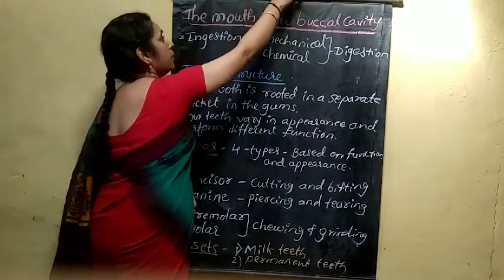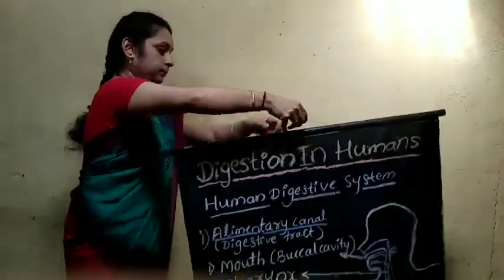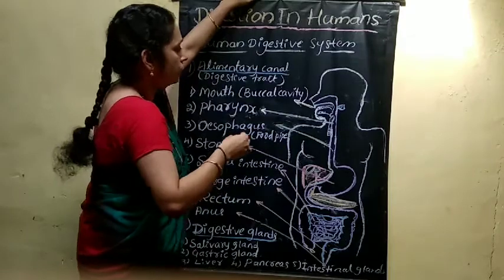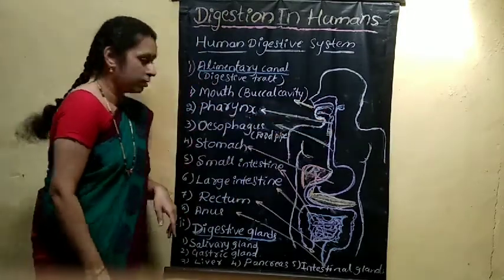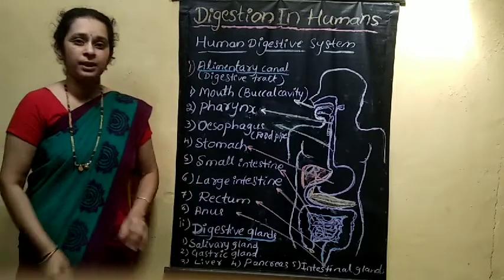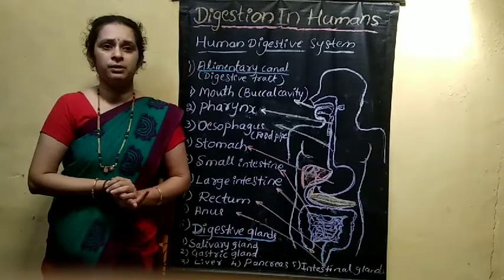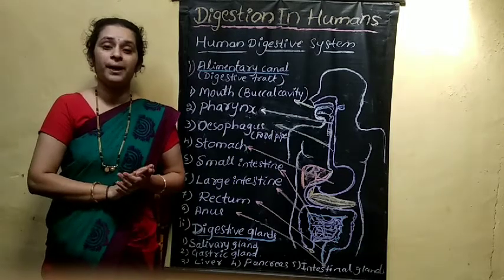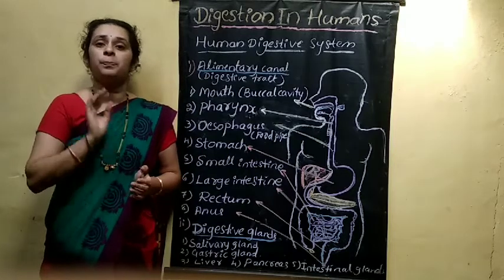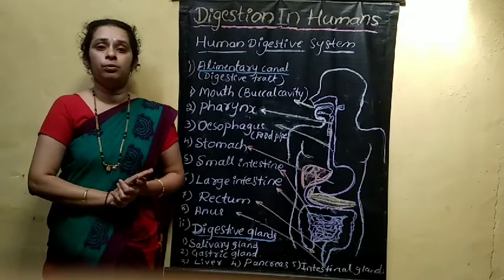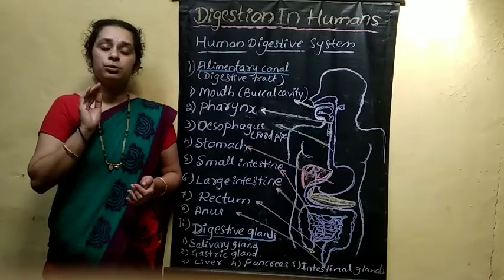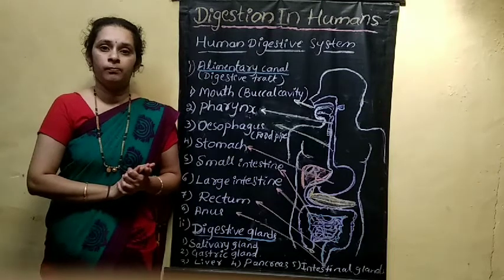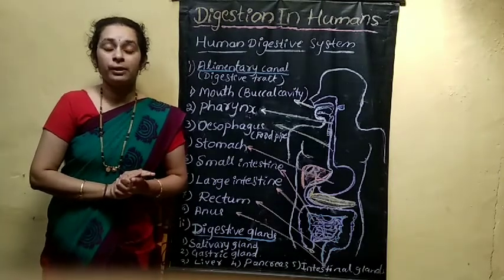Okay, I will keep this chart, a human digestive system diagram, for a few minutes, because you have to draw it neatly in the practical book as I told you. You have to copy and write it, or you can refer to the textbook. And you should practice 4 or 5 times in the rough book, not in the practical book. Okay, thank you. If you have any doubt, you can ask.